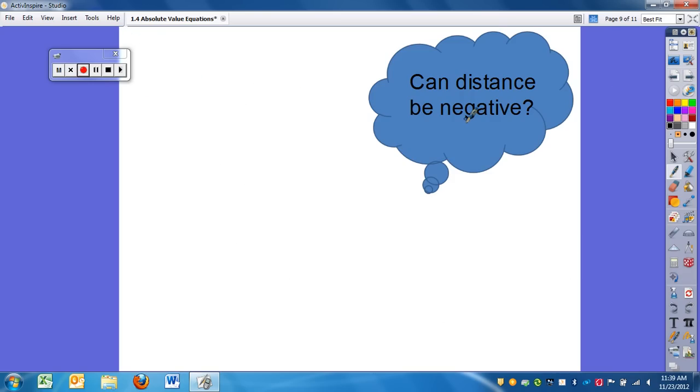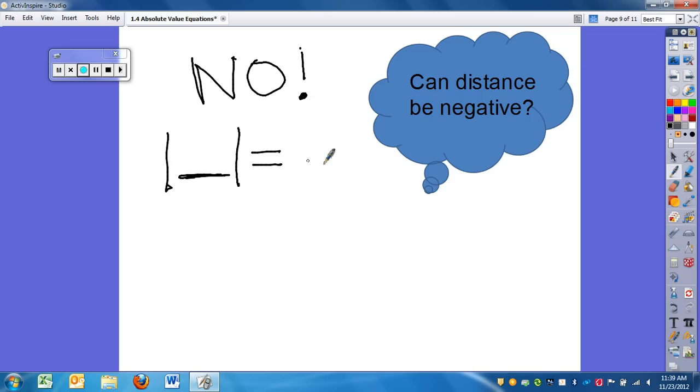So the thing you need to think about is, can distance be negative? If you think about driving a car, even though you're in reverse, are you going a negative distance? Well, the answer is no. Even though we may indicate it with a negative sign, for instance in football, if you lose yardage, we say it's negative, but you still win a distance. So it's still positive. Therefore, the absolute value, whatever variable expression is in here, cannot equal a negative number.